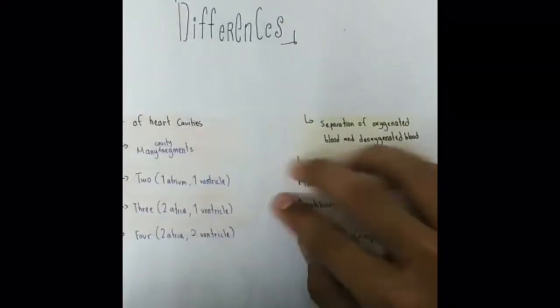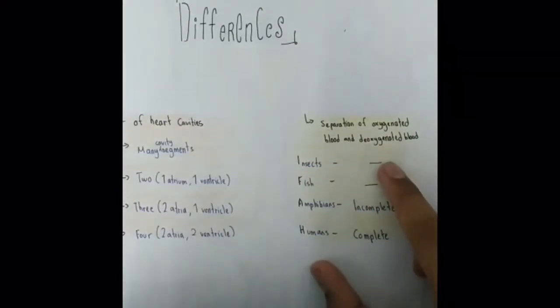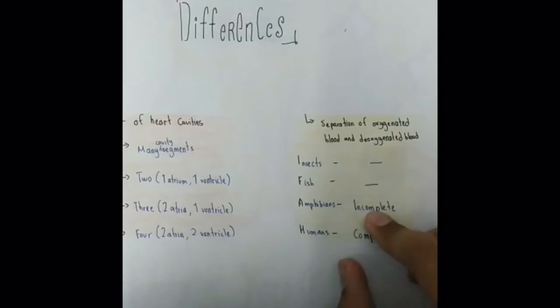And last one, the separation of oxygenated blood and deoxygenated blood. For insects and fish, there's no separation. And amphibians, incomplete. Some oxygenated blood is mixed with the deoxygenated blood in the ventricle. And humans, it is complete because there is no mix of oxygenated blood and deoxygenated blood.